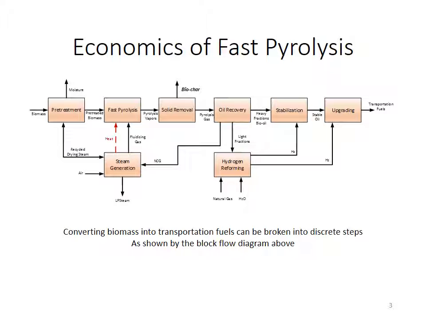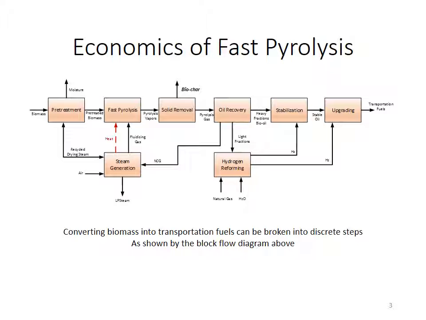The pre-treated biomass can be sent to the fast pyrolysis unit, which again operates around 500 degrees Celsius. The vapors can be sent to a solid removal unit where we recover the biochar. And the remaining gases can be condensed into heavy oil or bio-oil. That bio-oil can be upgraded and eventually converted into transportation fuels. We're talking about gasoline and diesel that's compatible with existing vehicles.